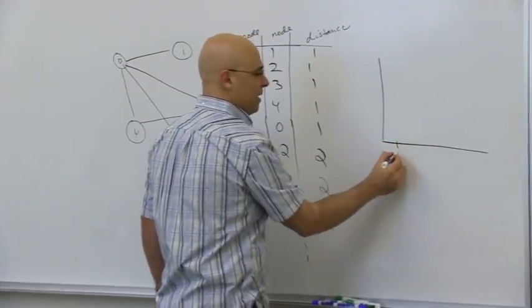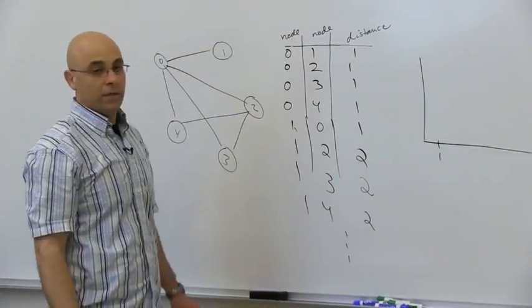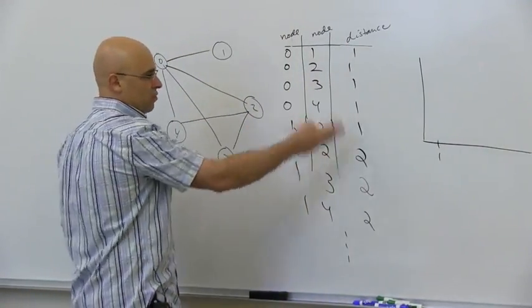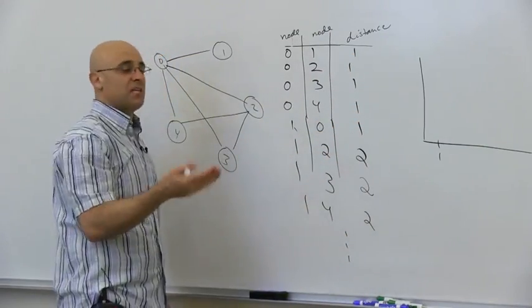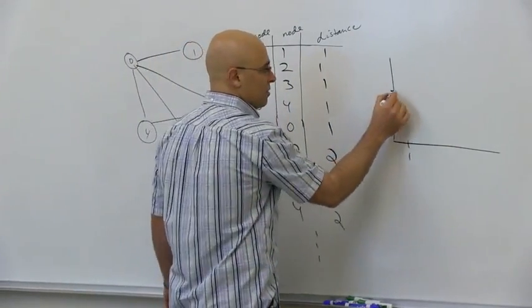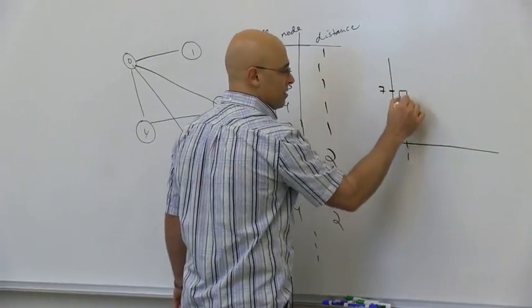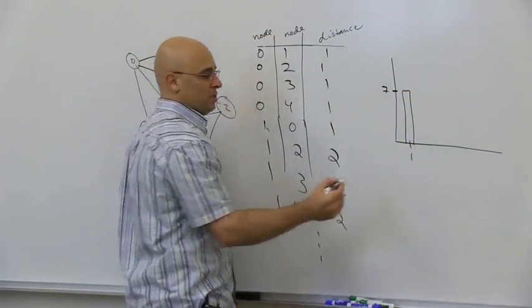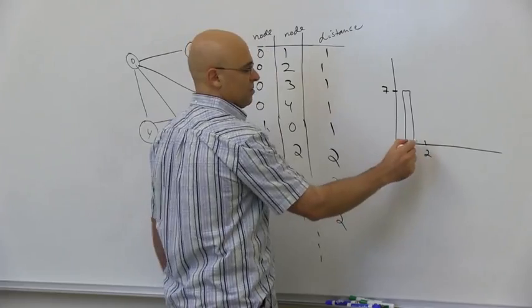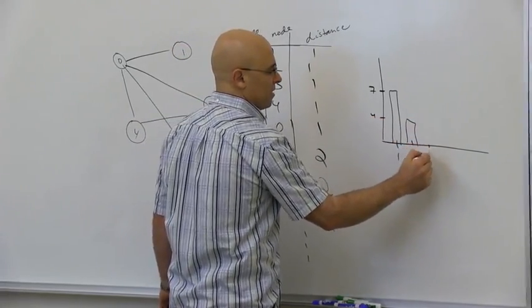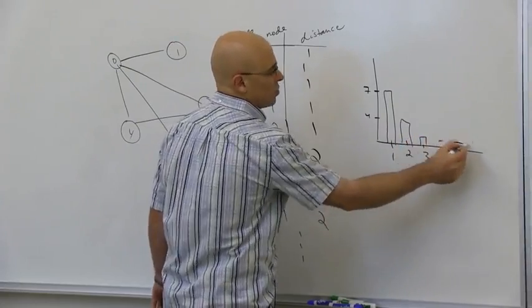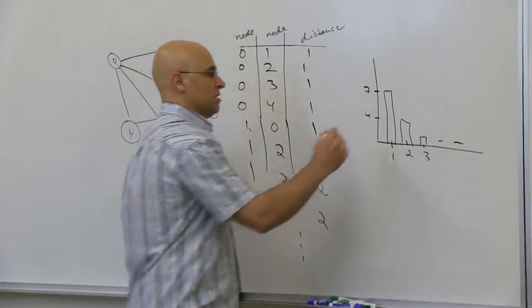and say, okay, how many pairs of nodes have distance 1? Then I can look at all of them. I can count them 1, 2, 3, 4, 5, and so on. Let's assume we have 7 pairs that have distance 1. Then I put a bar here. How many pairs of nodes are distance 2? It might be 4, for example. And I put a bar. How many are distance 3? This, and so on. This is what we call the distribution.